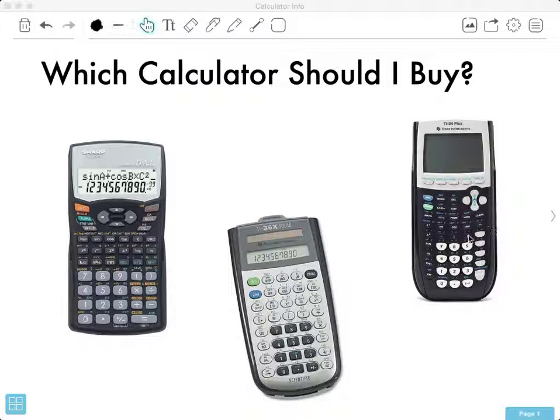Your main choice when you buy a calculator, other than price, is the type of calculator. Specifically, is it a DAL calculator or not, or is it a graphing calculator? We'll make some suggestions for you as we go.